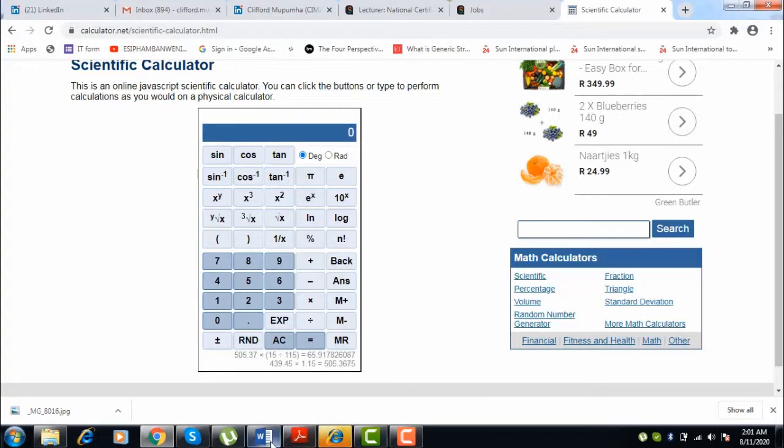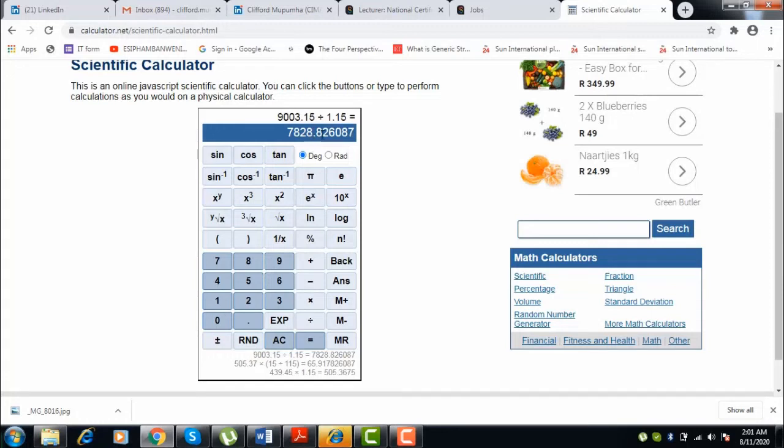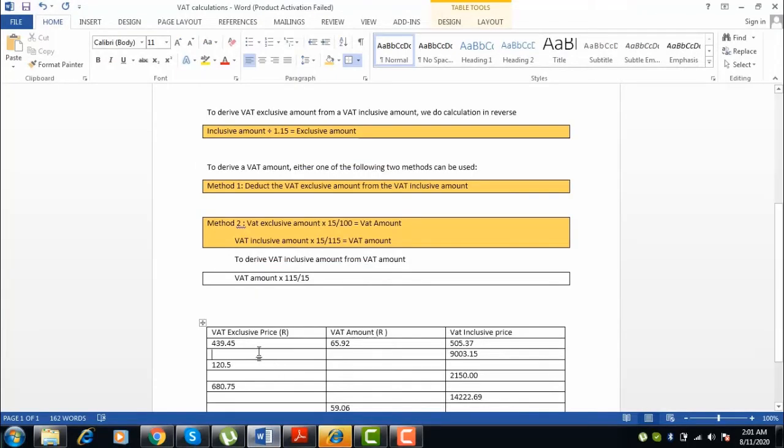Now let's go into our calculations. Obviously we're going to clear that with our amount, 9,003.15. Now we said we're going to divide, now in reverse, divide by 1.15. That equals, are we going to round it off? Yes, we must round it off. 7828.83. So we now want to calculate how much our VAT is.